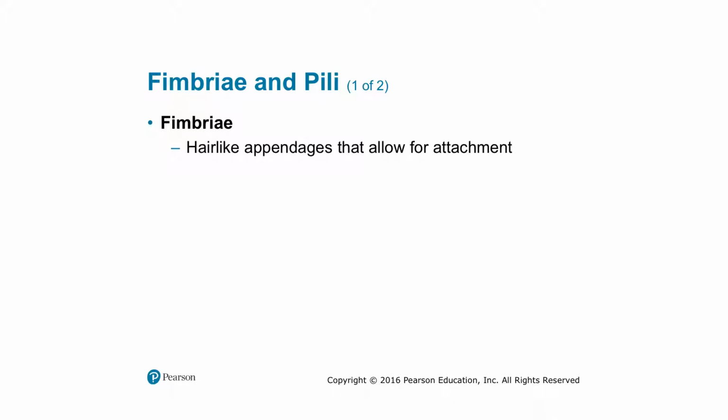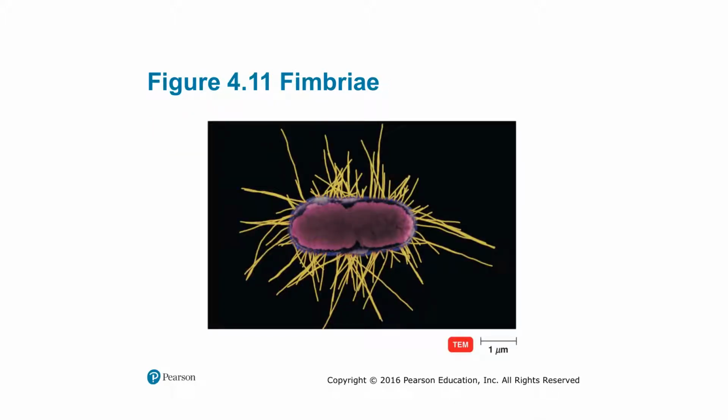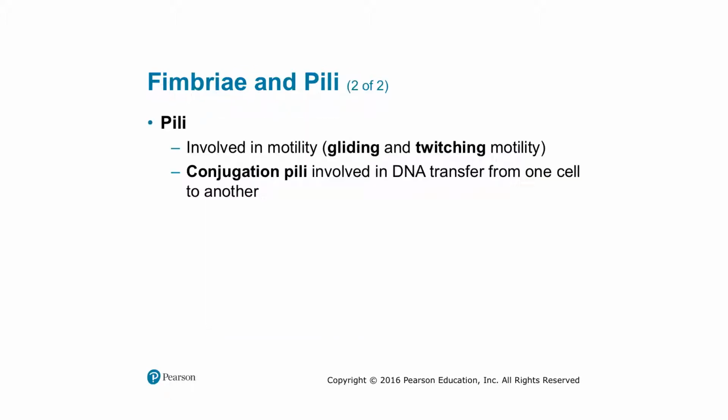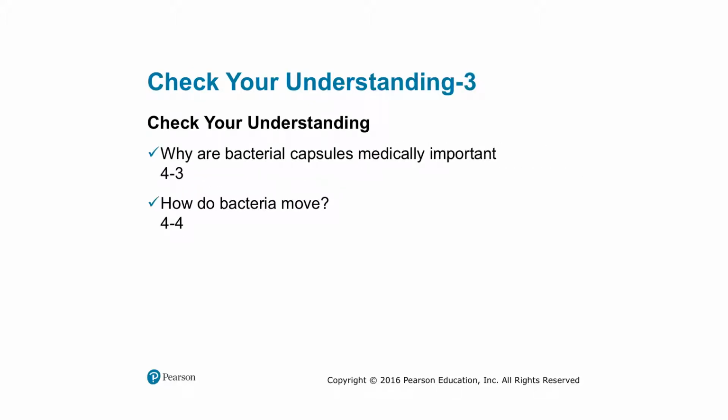Fimbriae are hair-like appendages that allow for attachment. If you were a bacterium, you would want to have some way to attach yourself to things so you didn't fall off of something and end up in a place where you weren't going to be able to survive. Pili are involved in motility, both gliding and twitching motility, and the conjugation pili are involved in DNA transfer from one cell to another.